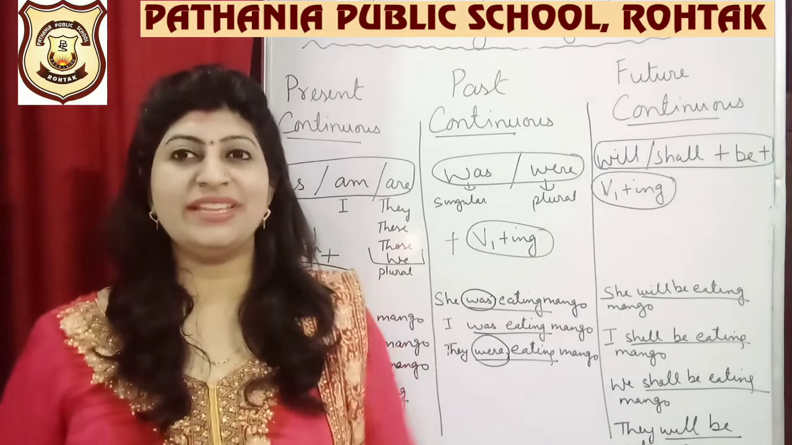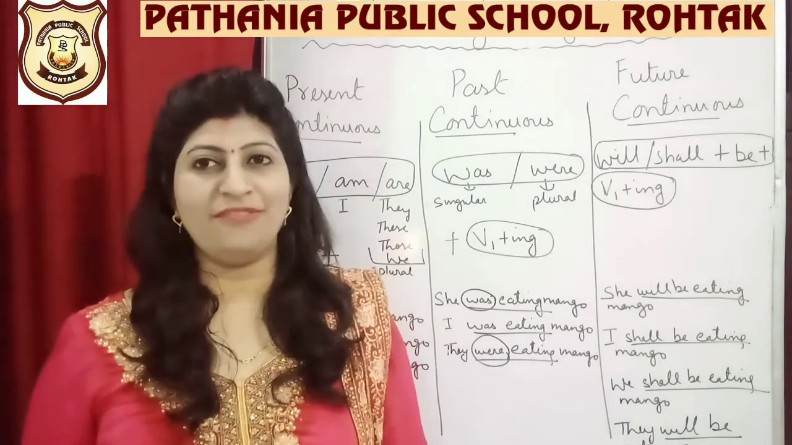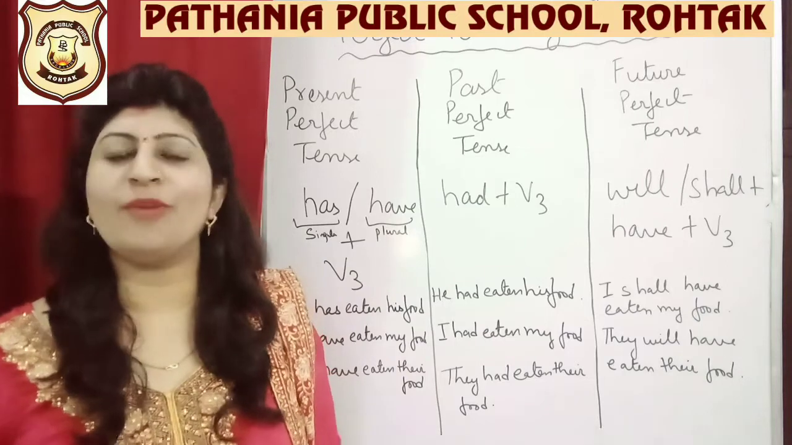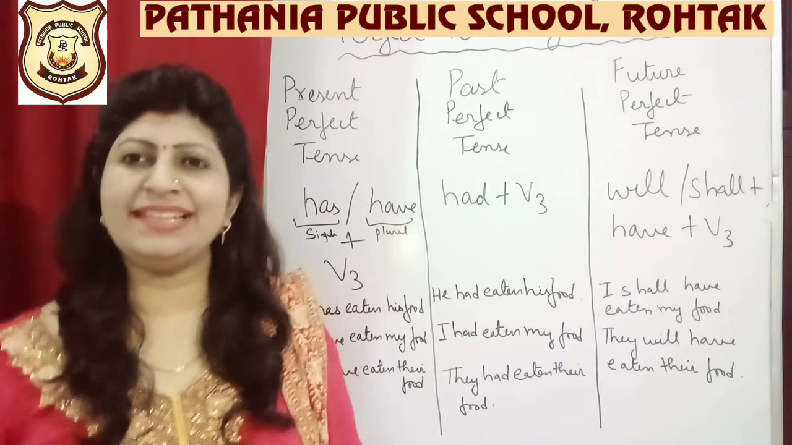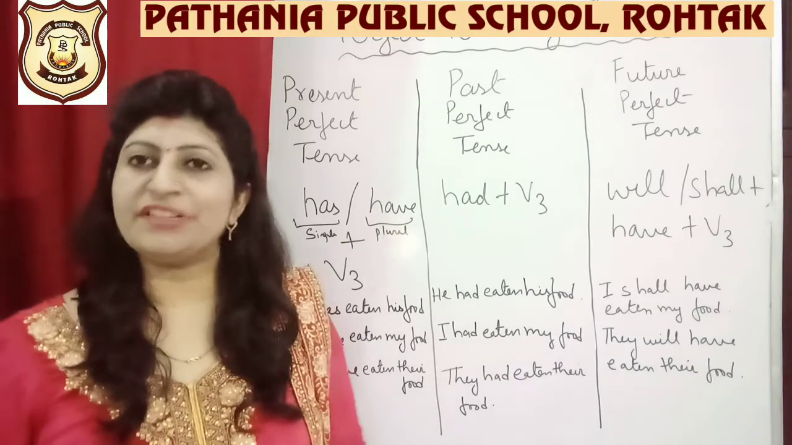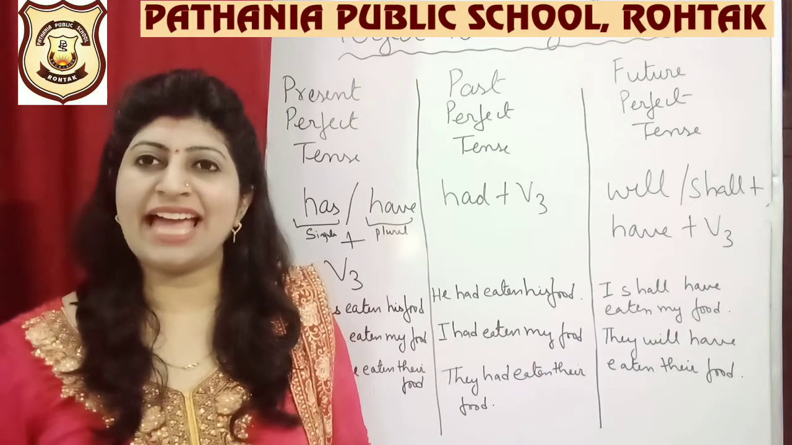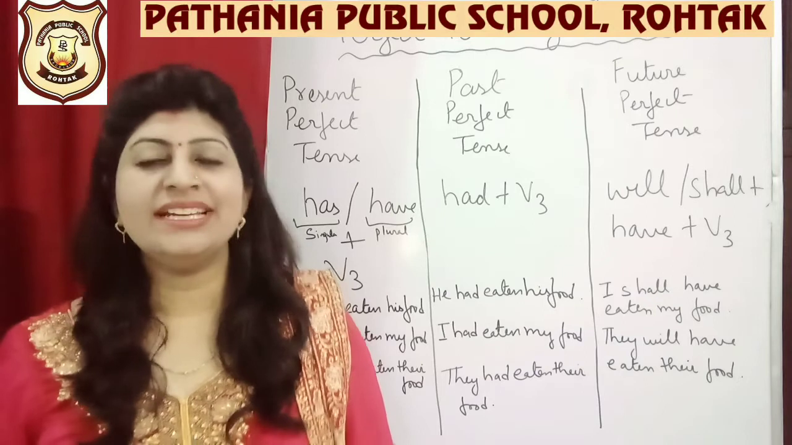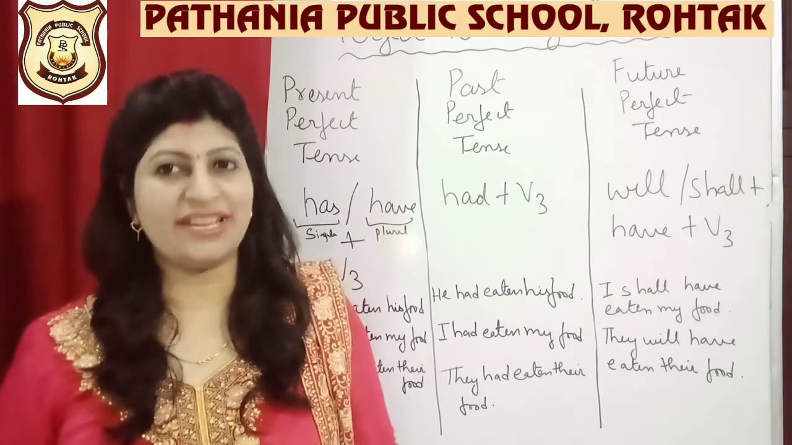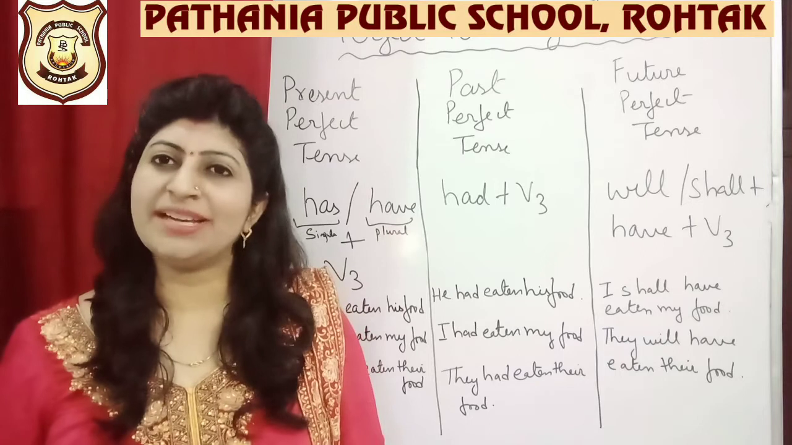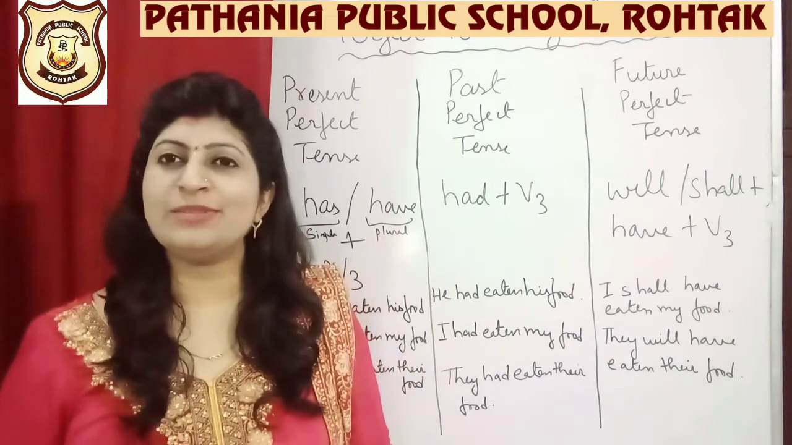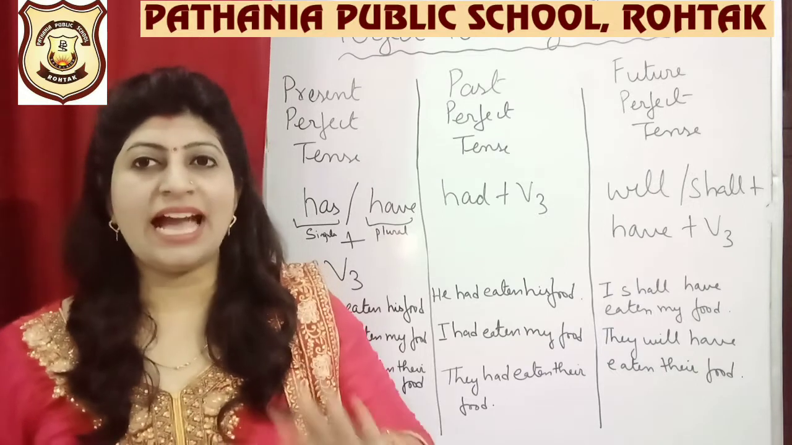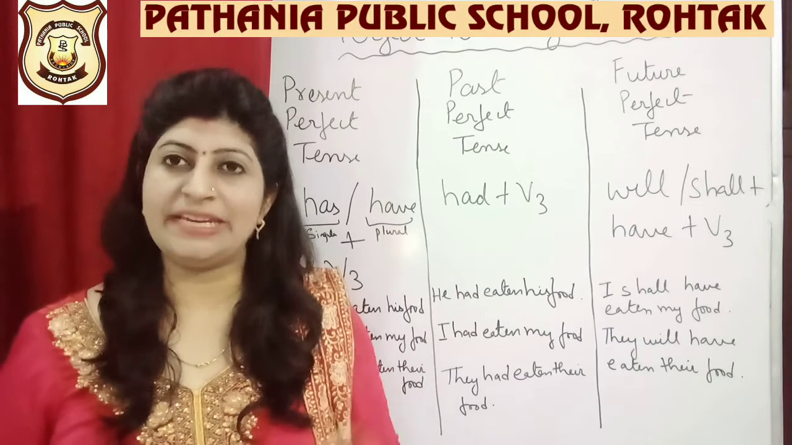Now let's move ahead with the third topic, that's your perfect form. Let's begin with the perfect form of tenses. So basically, what is perfect form? Perfect form means that an action is already completed. Now it depends whether the action is already completed in the present tense, or it was already completed in the past tense, or it will be completed in the future tense. So basically, perfect means an action has already been completed.